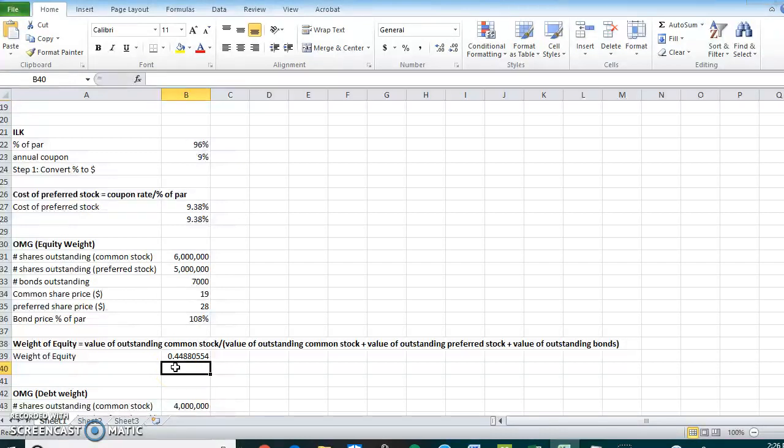4488055. But once again, we need to turn this into a percentage and we need to round out to the last two decimal places. So again, percent, 1, 2, 44.88 is what I come up with. So once again, not too rough.